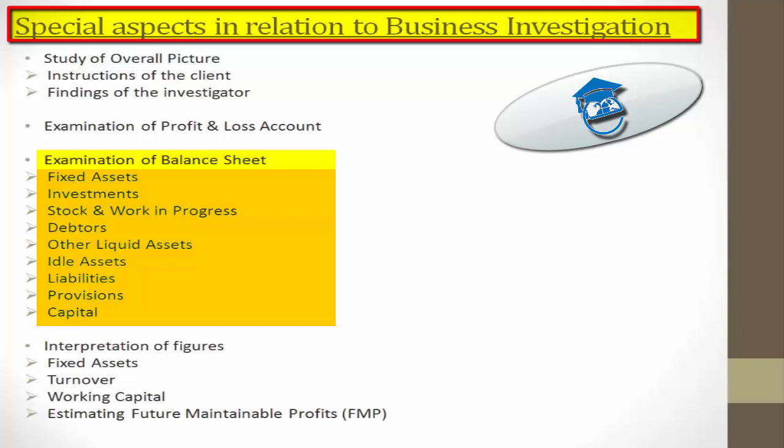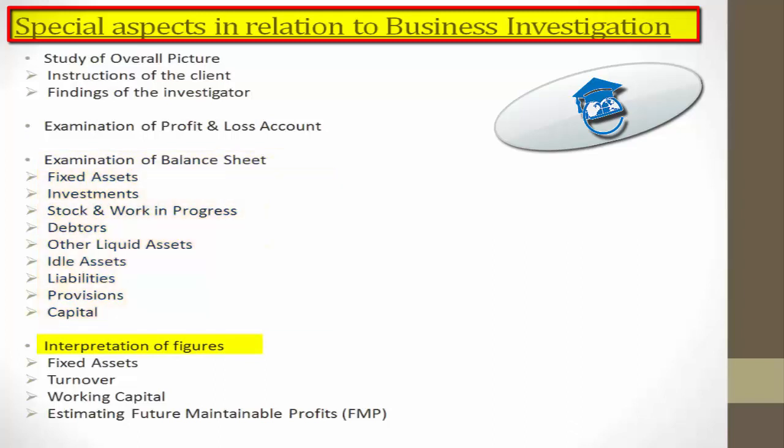And finally, this is about interpretation of figures. If I talk about fixed assets, turnover, working capital, future maintainable profit, what will be the figures in case of fixed assets? You need to have the figure of the amount of capital expenditure needed for replacement or upgradation of any existing machinery. If I talk about turnover, what will be the future turnover? You need to understand the trend, marketability, political and economic scenario, competition.